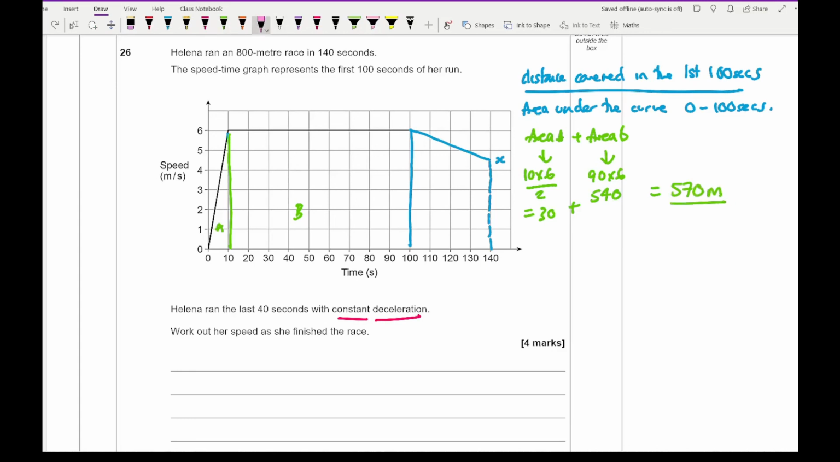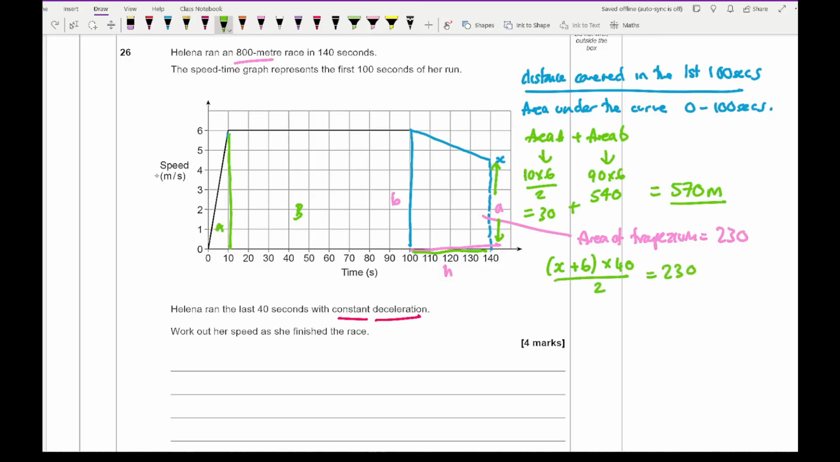So what I then know, because it's an 800 meter race, is that the area of this trapezium equals 230. Now, how do you work out the area of a trapezium? Well, it's the two parallel sides added together, multiplied by h, divided by 2. Here we've got a side we don't know, because we don't know what this height is, so I'm just going to call that x. So (x plus 6), because I do know the height of that, multiplied by 40, divided by 2 equals 230.